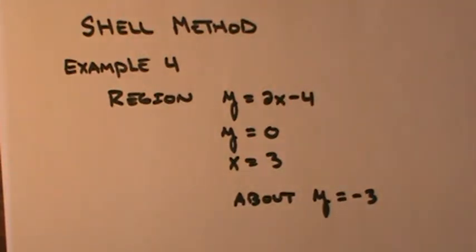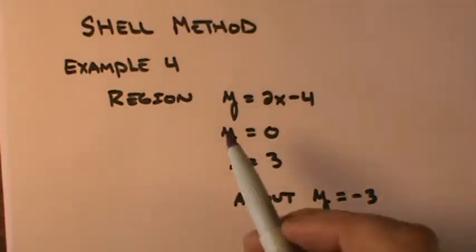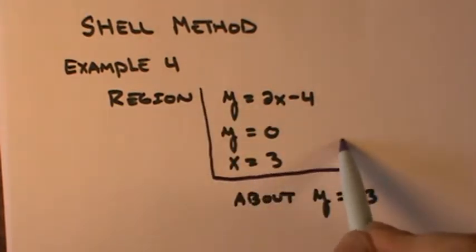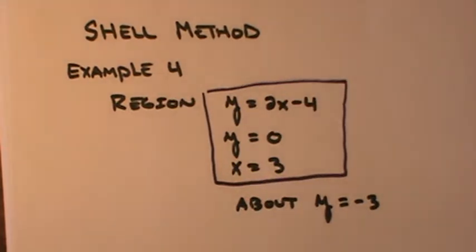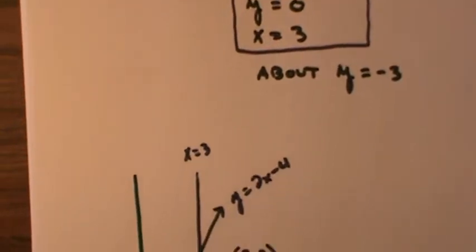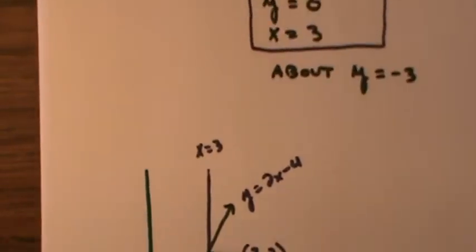Example 4 for the shell method. Once again, we're given a region and we're told how to revolve it. In this case, we want to go about the y equal -3 line. Now, I've already drawn the figure, so I'll just go through the steps here.